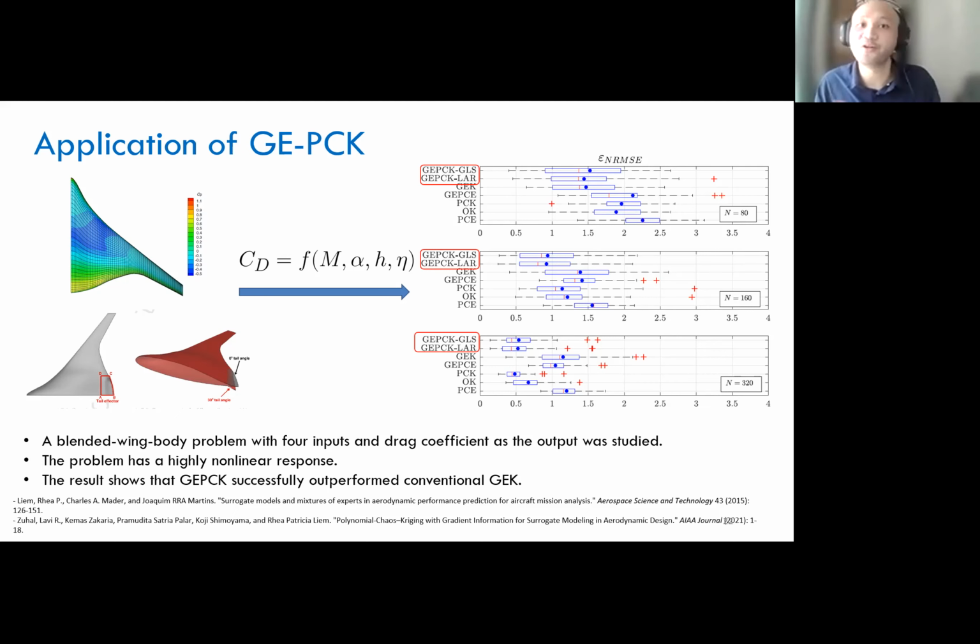So instead of just using a constant trend function, nicely the idea of having a gradient enhanced trend function really improves the accuracy. So in summary, the result shows that the proposed method successfully outperformed the conventional gradient enhanced kriging. So this is one example where you can use the gradient information to build a more accurate surrogate model. And even more, we can fully explore that gradient information to create a more accurate model by using this method.